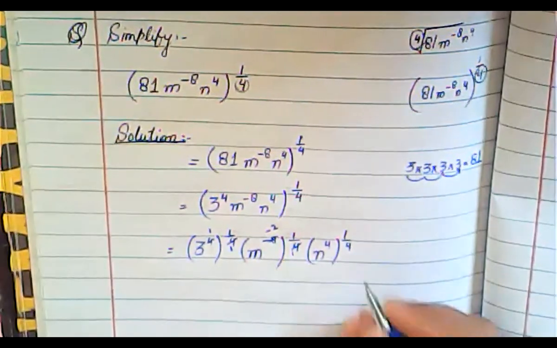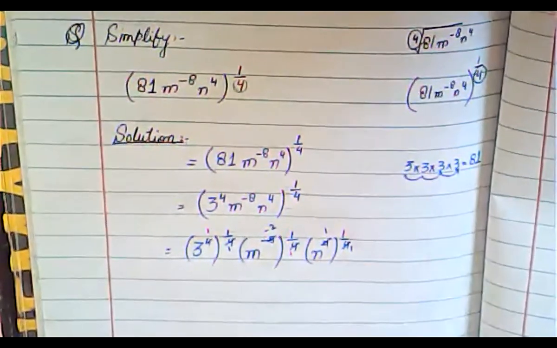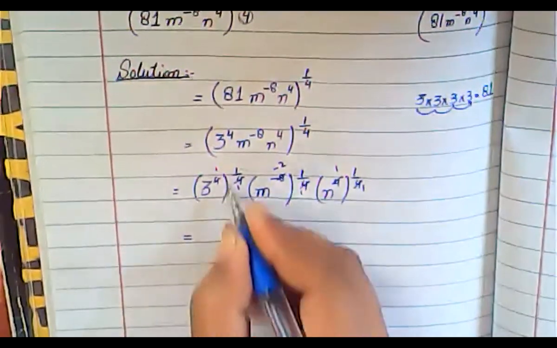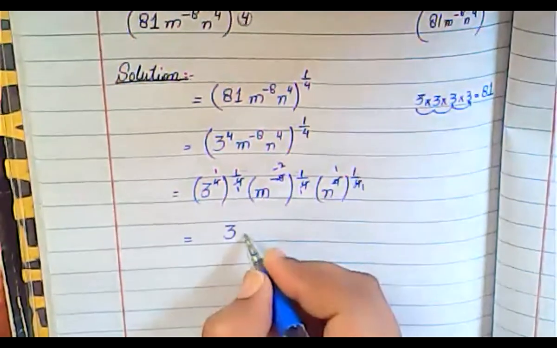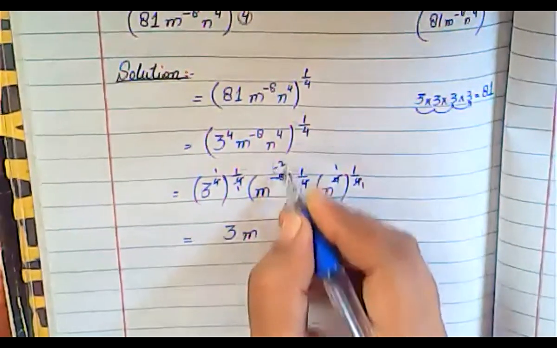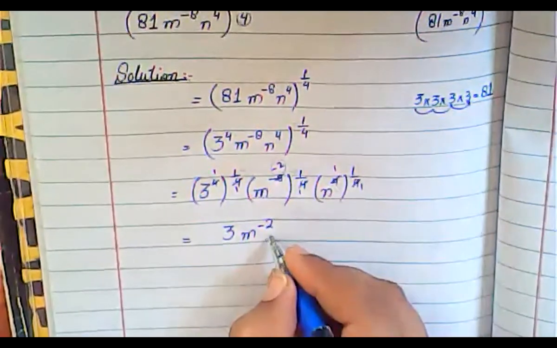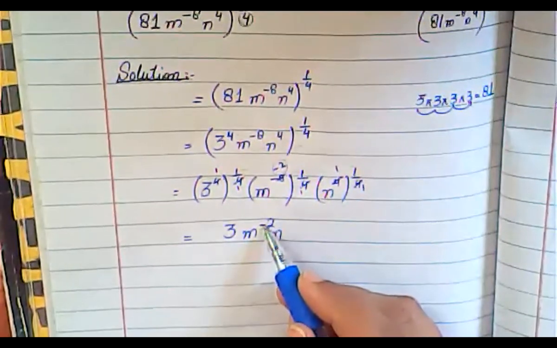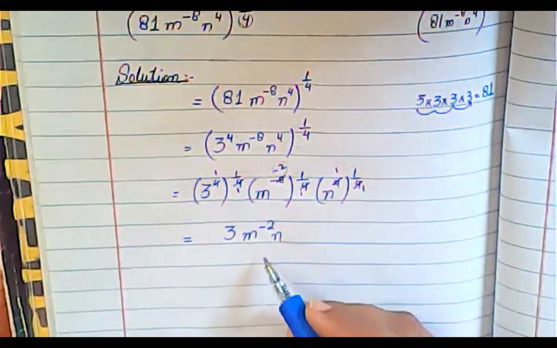And it will be 4 into 1 upon 4 is 1, again 4 into 1 upon 4 is 1. So what will be left here? You will be left with 3 raised to the power 1. No need to write here 1. Next is m raised to the power minus 2, and n, only one power is left, so no need to write 1. Now this is minus 2. So what you will do, when you shift it towards the denominator, it will be plus 2.